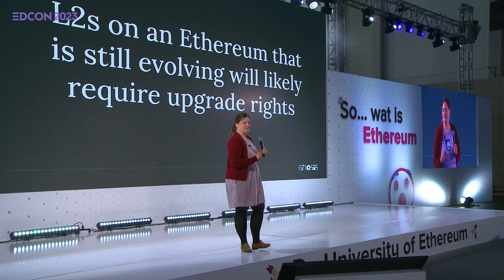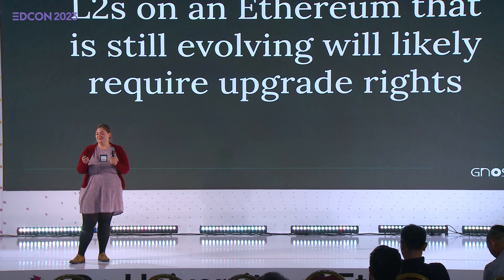Okay. The other thing is the state of Ethereum and how it's still evolving. And we don't want it to stop evolving, but as long as Ethereum evolves, layer twos will have to have upgrade rights, right? So they cannot be immutable because it's possible that things happen on layer one that will break things on layer two, right?